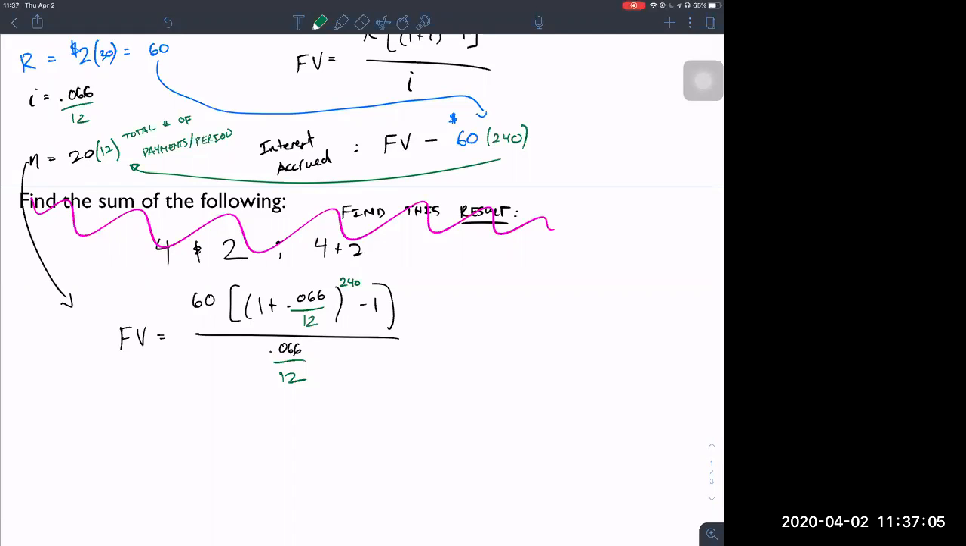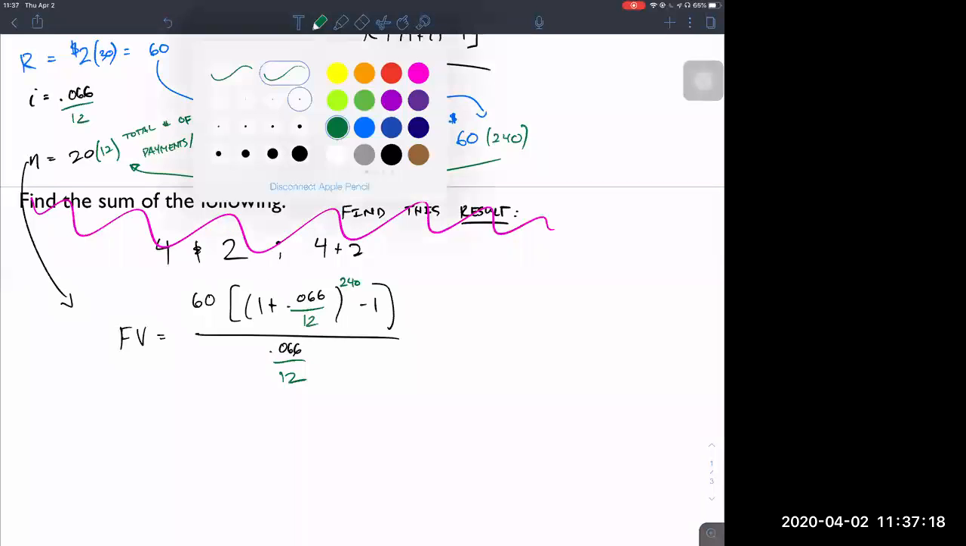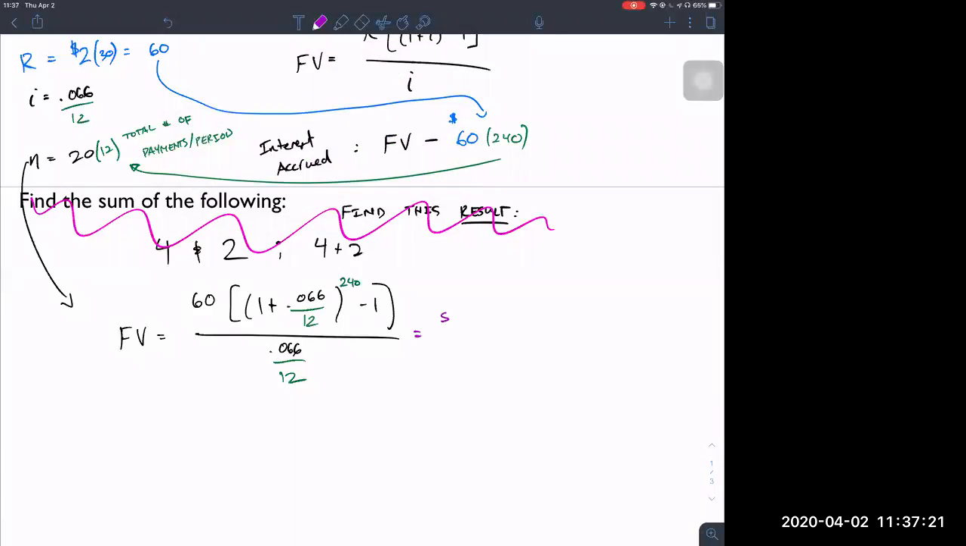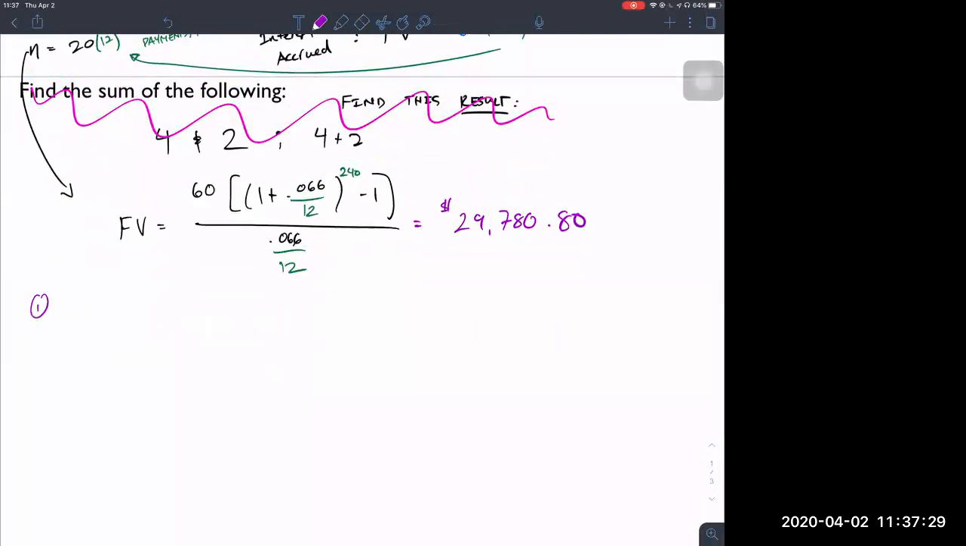I'm getting close to the answer, but it's like 1,000 off. Wait, never mind. What's the right answer? The answer for that one should be 29,780.80. Let me write that down. Are you able to type out the syntax maybe, and I'll see if I'm putting it in correctly? Sure. Step 1 is this: parentheses 1 plus 0.066. Wait, why don't you just send me a picture of it? Oh, I'll send you a picture.